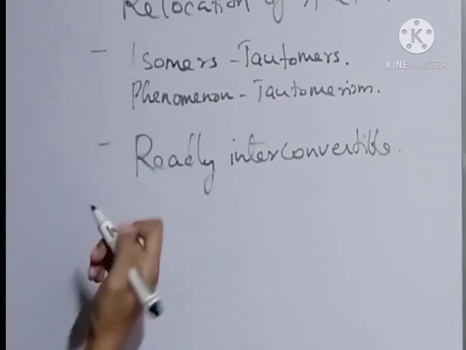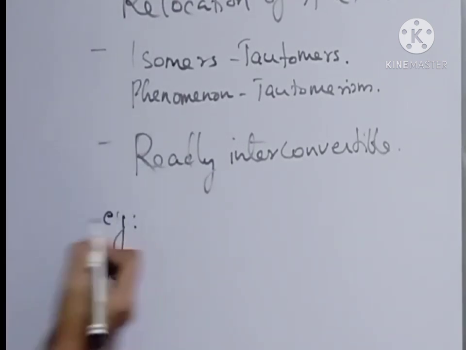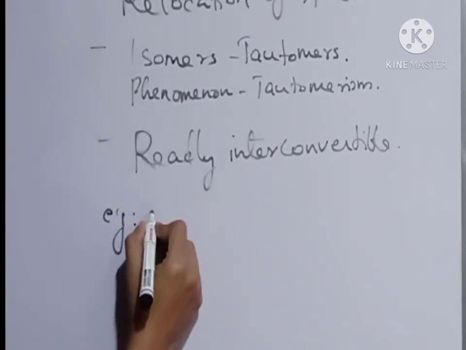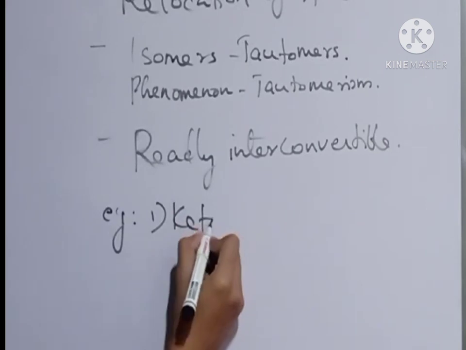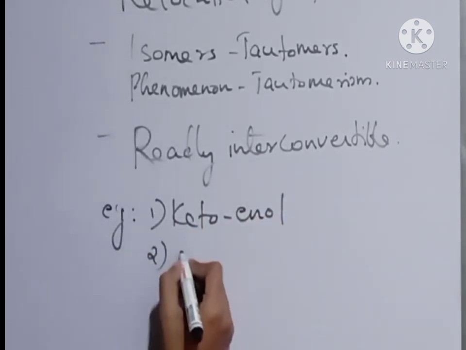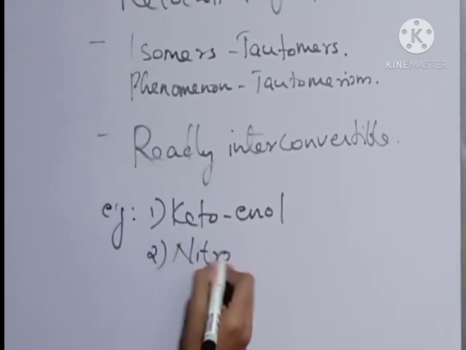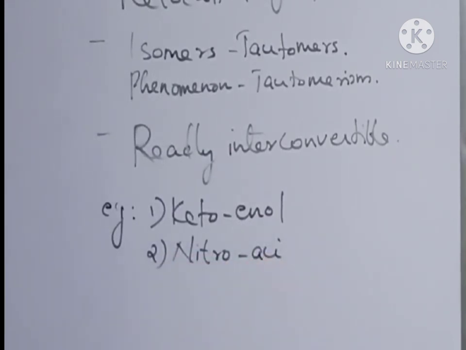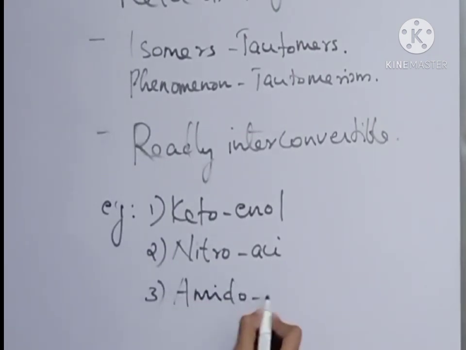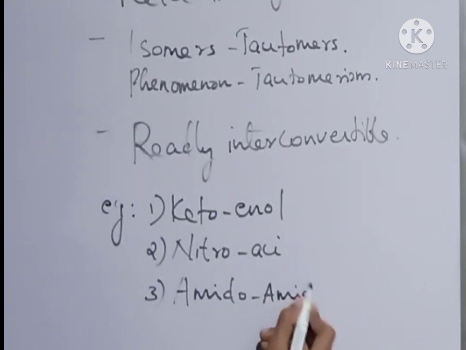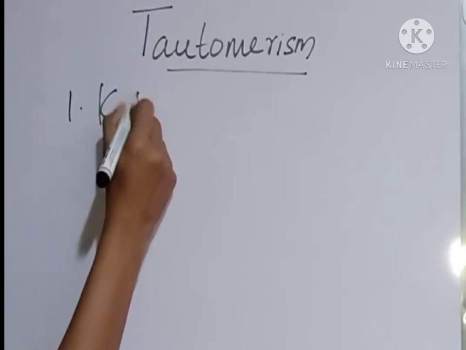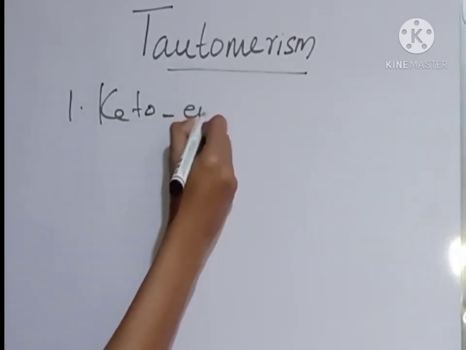Then look at some examples. The common examples coming under tautomerism are, first one, keto-enol tautomerism, nitro-aci tautomerism, then amido and amidol tautomerism. The first one is keto-enol tautomerism.